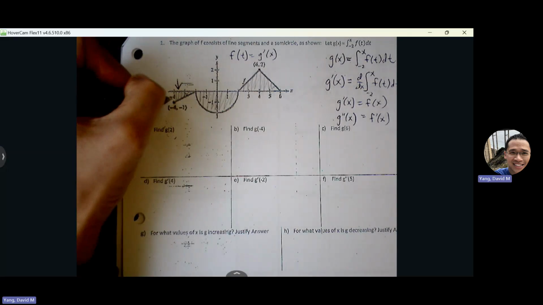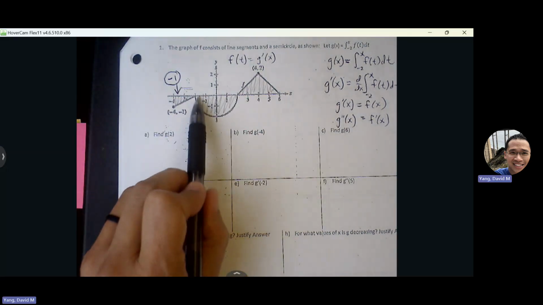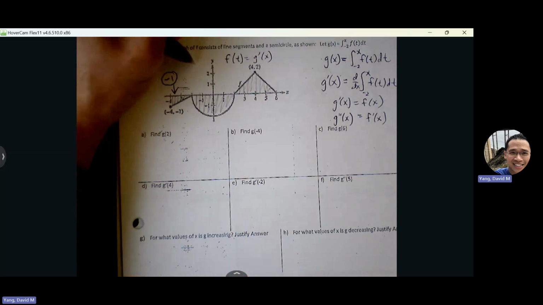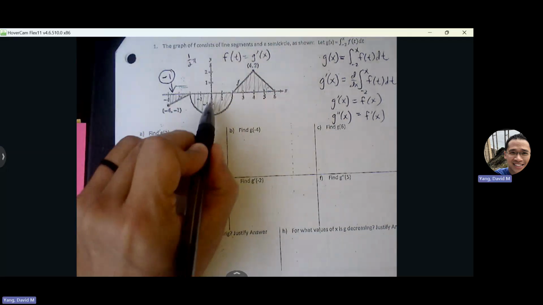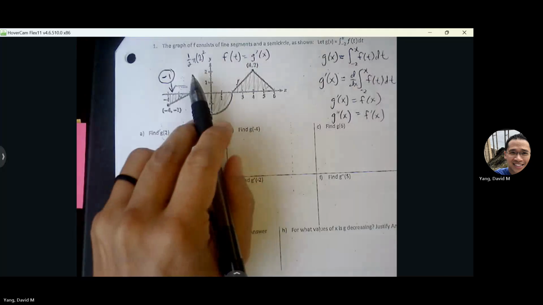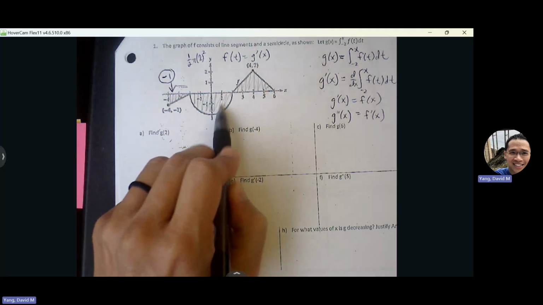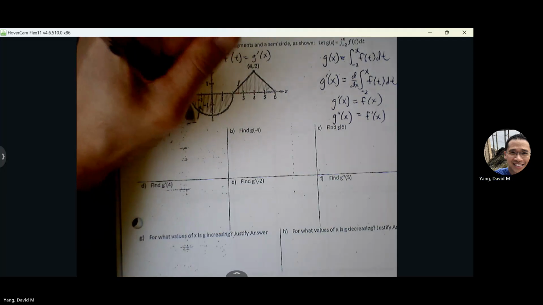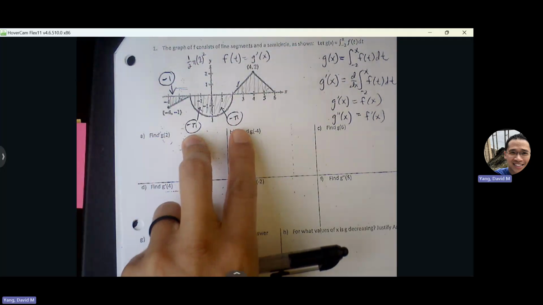So 1/2 base times height, I get -1 here. This is a semicircle, which I can split up into two parts. 1/2 pi r squared. My radius is going to be 2. So this whole thing ends up being negative 2 pi, which I can break down into negative pi and negative pi, because these are both below the x-axis.